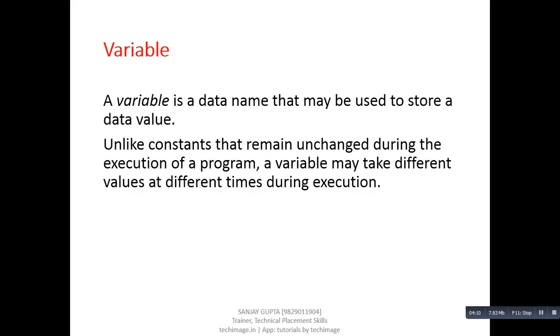Variable. A variable is a data name that may be used to store data values. Unlike constants that remain unchanged during the execution of a program, a variable may take different values at different times during execution.